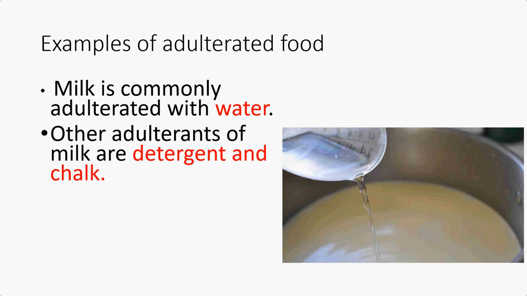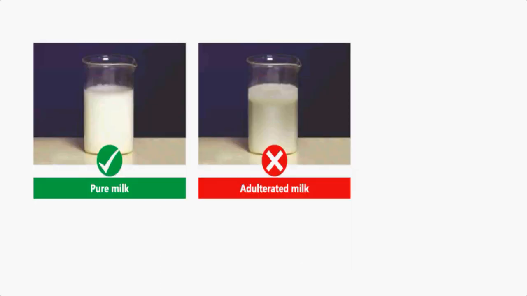Other adulterants of milk are detergent, to make it look more white. They'll add detergent and chalk. Milk powder also they will add. They'll mix milk powder and water and they'll tell it as if it is a milk that they got from the cow. Okay. So the common adulterant used is water. The other adulterants of milk are detergent and chalk.